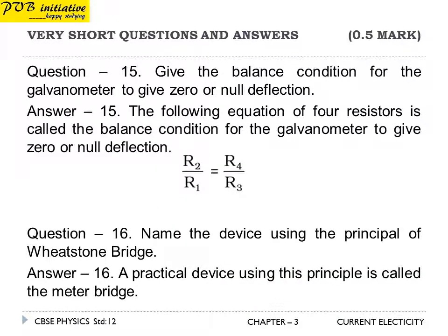Question 15. Give the balance condition for the galvanometer to give zero or null deflection. Answer 15. The following equation of four resistors is called the balance condition for the galvanometer to give zero or null deflection. R2 upon R1 is equal to R4 upon R3.